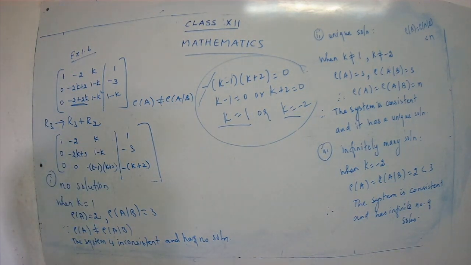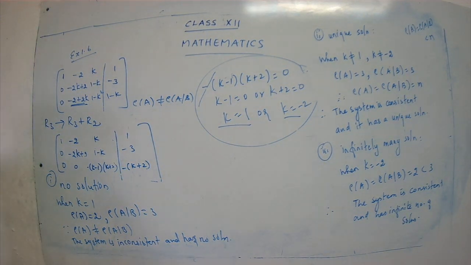So we say the system is consistent and it has an infinite number of solutions. So we have completed our sum number 2. I hope the sums were clear. We have just done the sums. I have explained some steps again and again, so I hope it's clear to you. Yes, children? Okay.